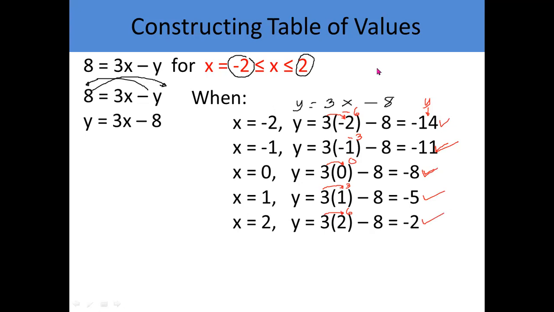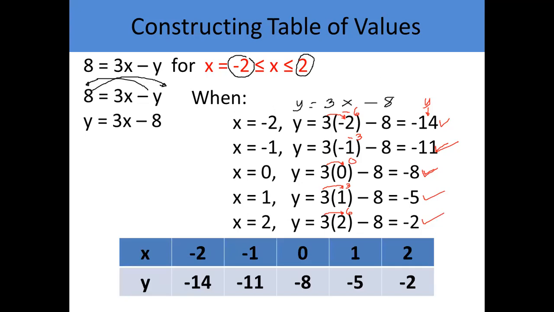So we can put that in the table of values. X is -2, y is -14. X is -1, y is -11. If x is 0, y is -8. When x is 1, y is -5. And when x is 2, y is -2. So we are now ready to graph it in the Cartesian plane, on the x and y axes.